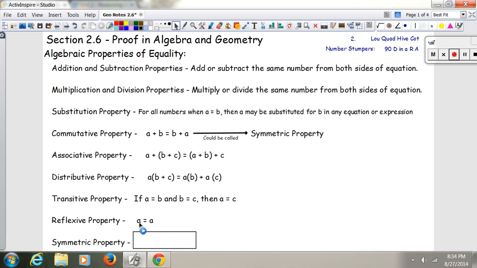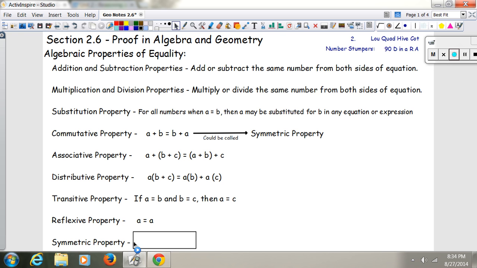Reflexive property is where one thing equals itself. It's like looking at a reflection. So A looks in a mirror and sees A. 5 looks in a mirror and sees 5. We use this one actually a lot with triangles. When there's a common line down the middle, we say that it's equaling itself. So that's a reflection property, reflexive.